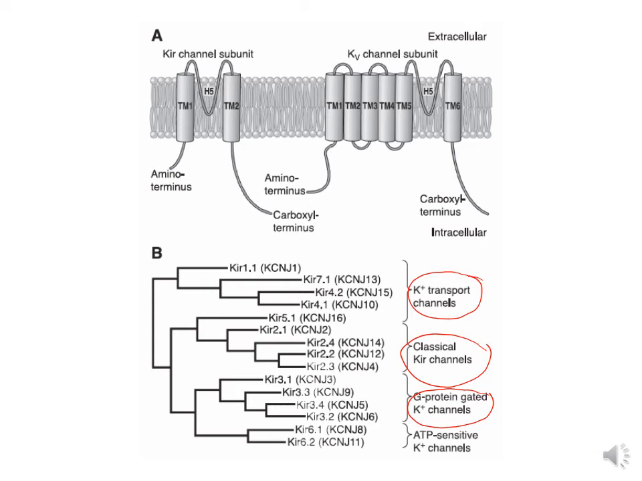KIR6 channels form the ATP sensitive potassium channels. Usually these channels are closed at normal resting membrane potential, but sometimes when the cell becomes anoxic, the intracellular levels of ATP decrease and then there's opening of these potassium channels. And therefore we think that the function of these channels is to provide neuroprotection to these cells.